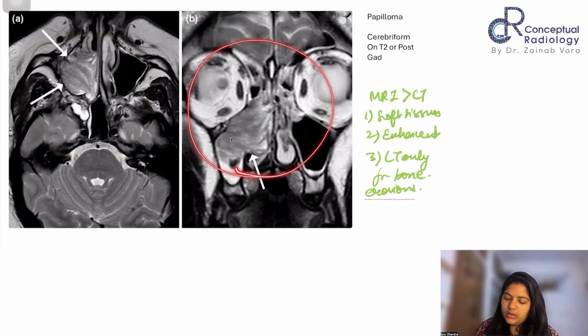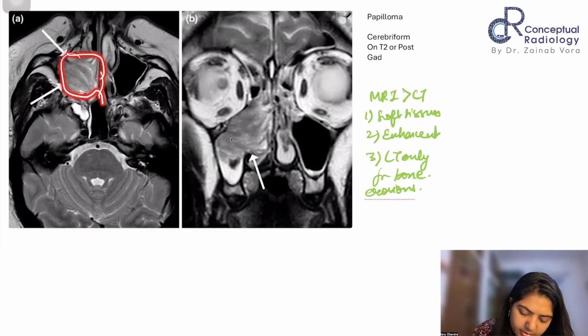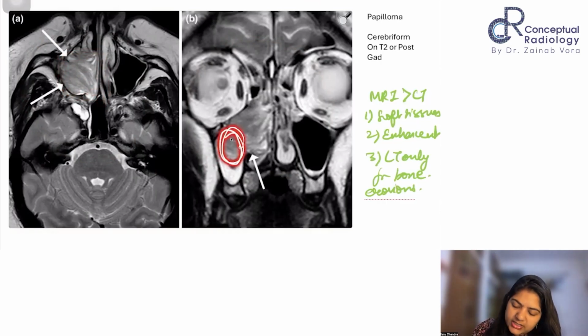Now, if you look at the T2 image here, this is the axial image and this is the coronal image, right? You can see that there is a T2 hypointense structure, which is giving this cerebriform kind of appearance. The epicenter of this lesion is somewhere within the sinus and it is extending into the nasal cavity. So this is like a papilloma, which is extending from the maxillary sinus into the nasal cavity. Okay. So this kind of appearance you can actually see on T2 or you can see it on post-contrast images, right? So this is how you will be appreciating the papilloma.